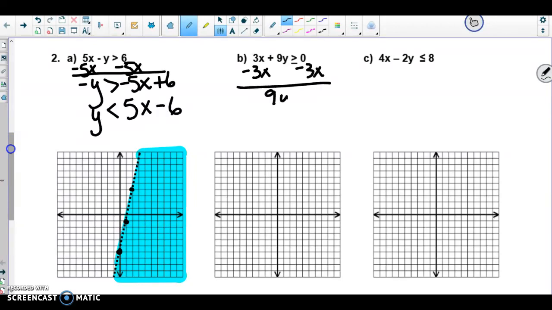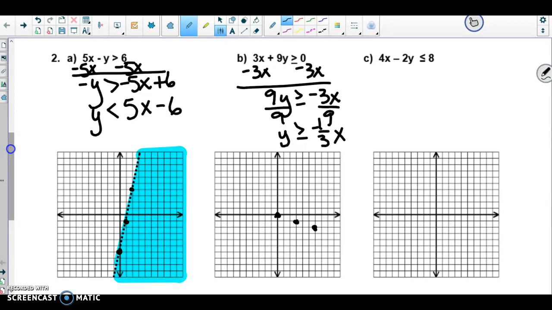And so I have 9y is greater than or equal to negative 3x. I could put plus 0, but that'd be kind of silly, so I'm not going to do that. Divide by 9 on both sides, so y is going to be greater than or equal to negative 1/3 x, because I can simplify the 3/9. I don't have to switch my sign because I didn't divide by a negative. So in this case, my y-intercept is at 0, and my slope is negative 1/3.